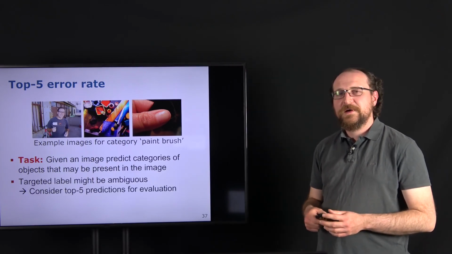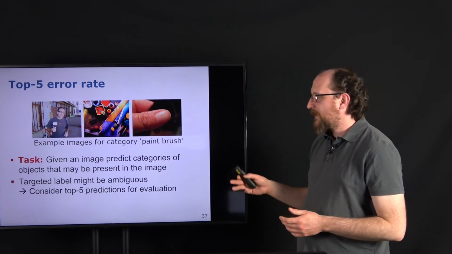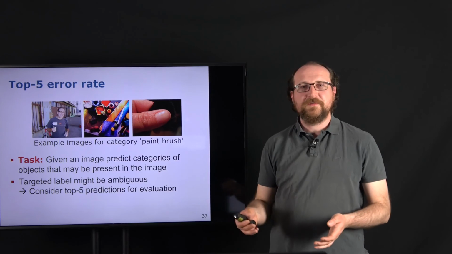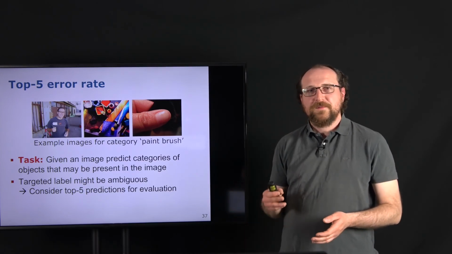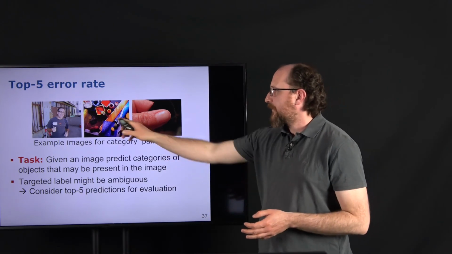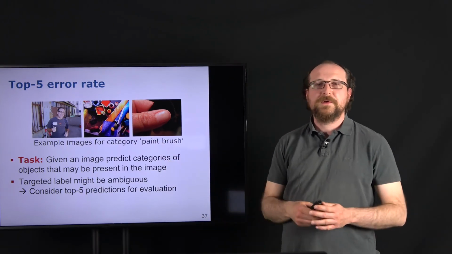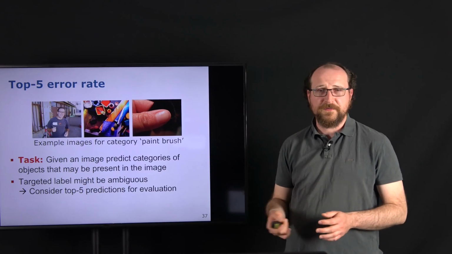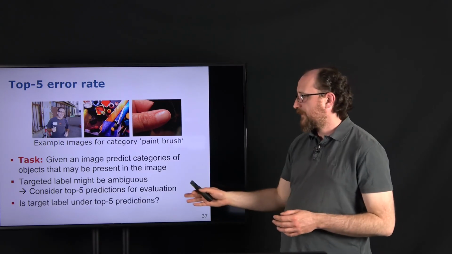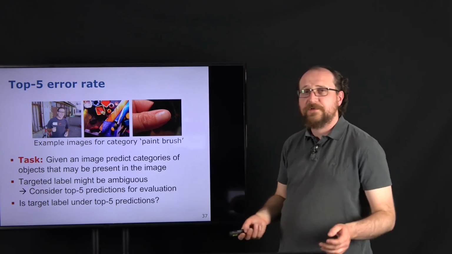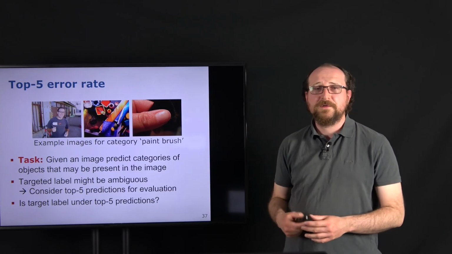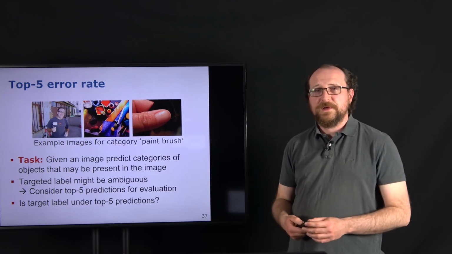And therefore, the targeted label might be ambiguous, and therefore they consider the top 5 predictions of each approach. And if one of these top 5 predictions was paintbrush in this example, then this was counted as a correct classification in the end. Is the targeted label among the top 5 predictions? This is what people then talk about, the top 5 error rate in the end.